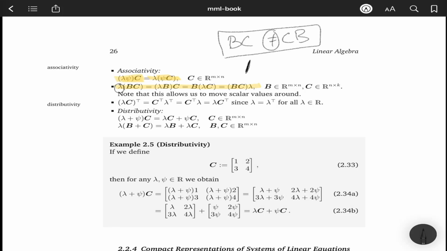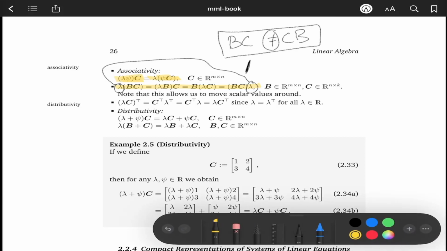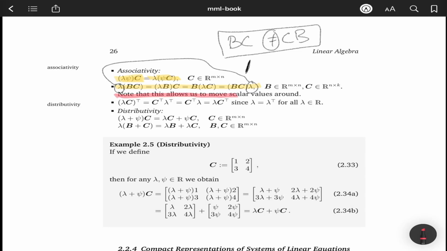What they're actually saying here is that you can abstract out the scalar. Also, you can put the scalar in the end. These two are the same things, because it's equal. But in the first case, you had the scalar in the beginning, and then you had it at the end. Okay, yeah, that's what they also say. This allows us to move scalar values around.